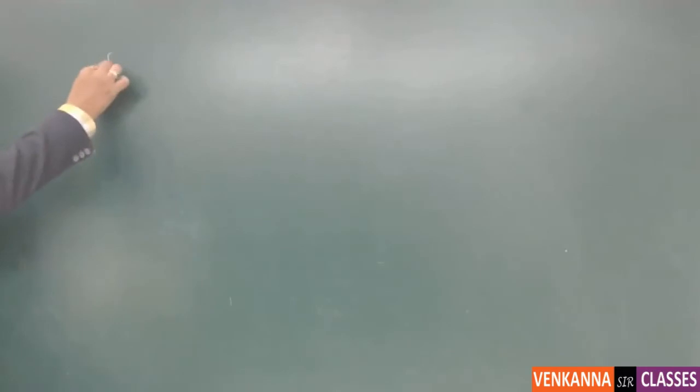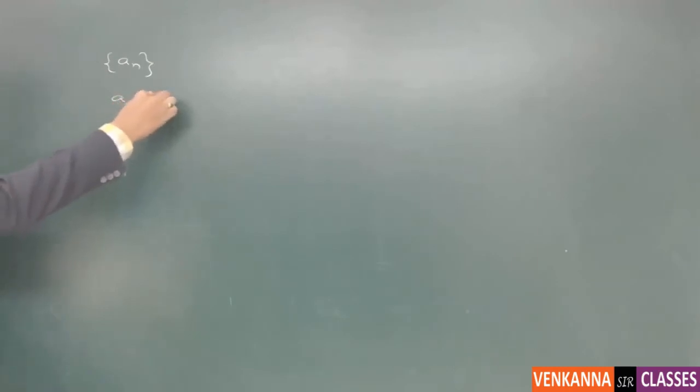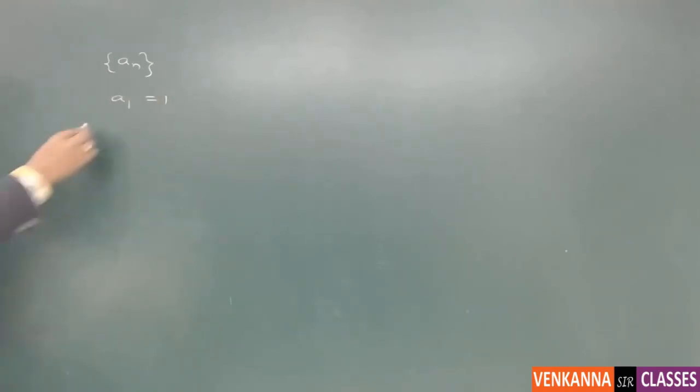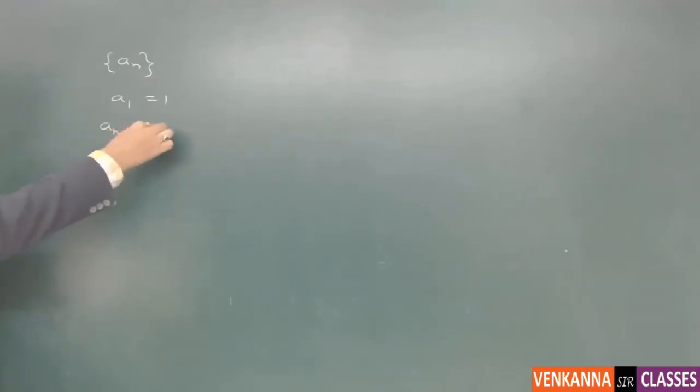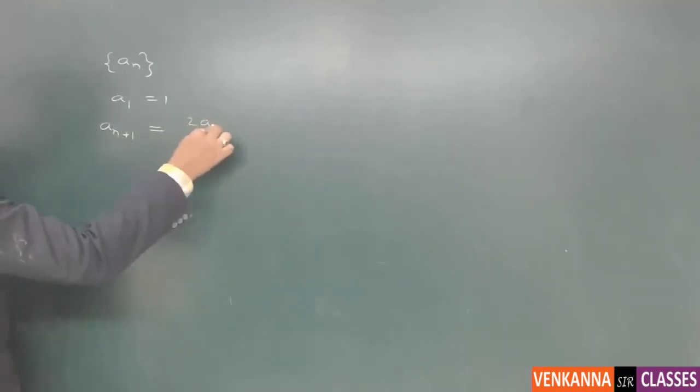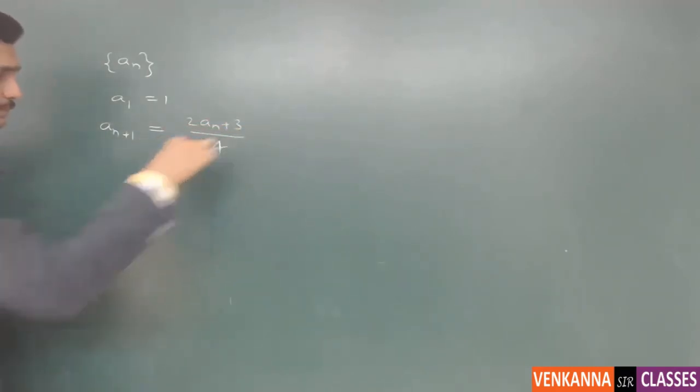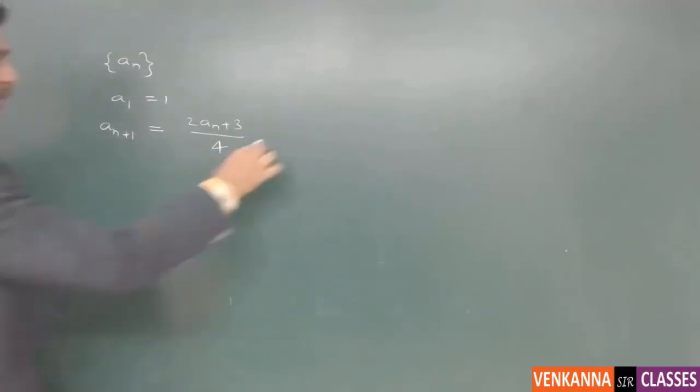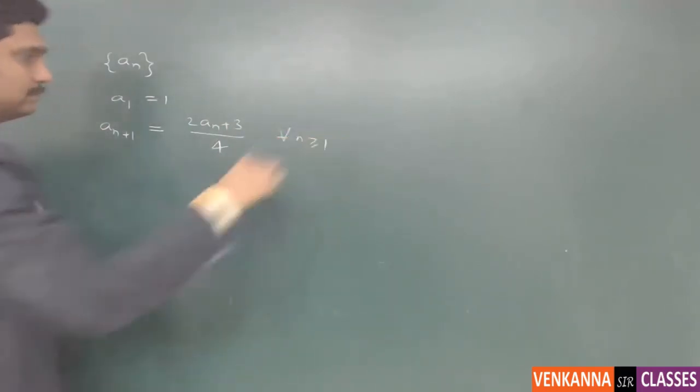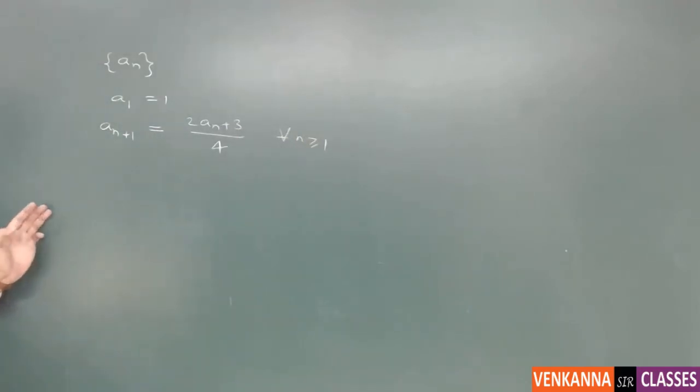Right? So let me take the other problem. I have the sequence Sn, which is defined by the first term is 1. From the second term onwards, it is defined by the recursive formula a(n+1) = (2an + 3)/4 for all n greater than or equal to 1. And you have to verify that the sequence is convergent.